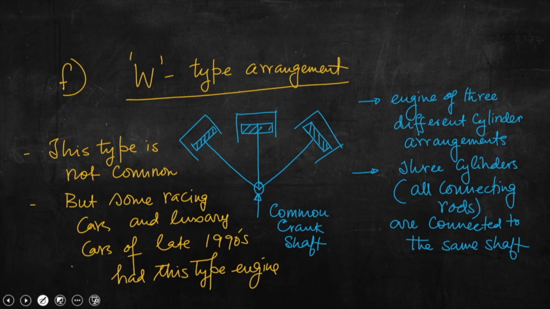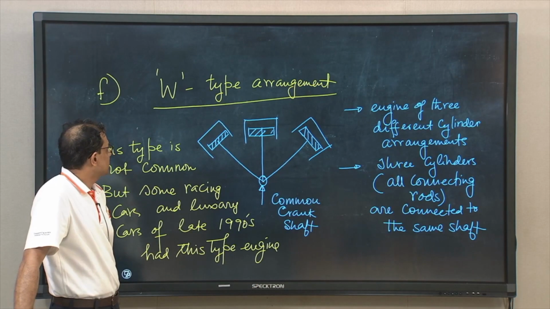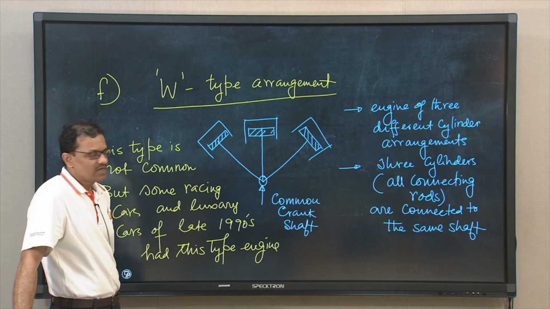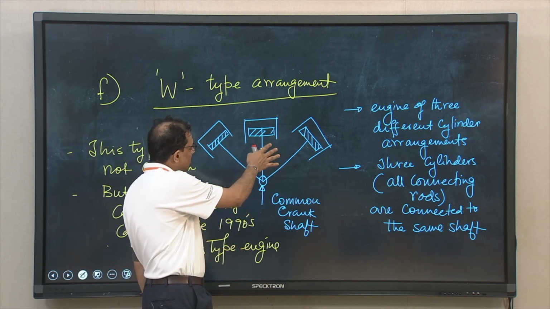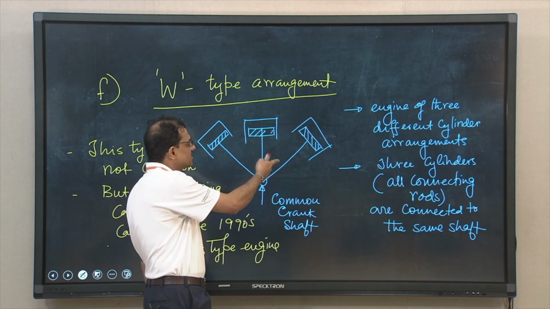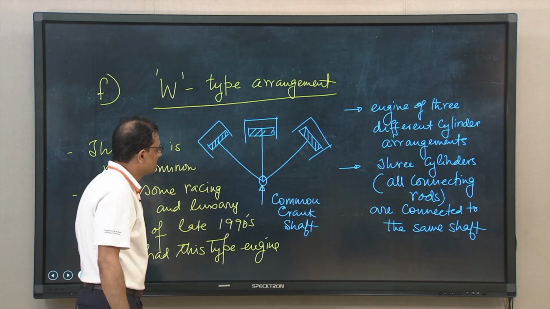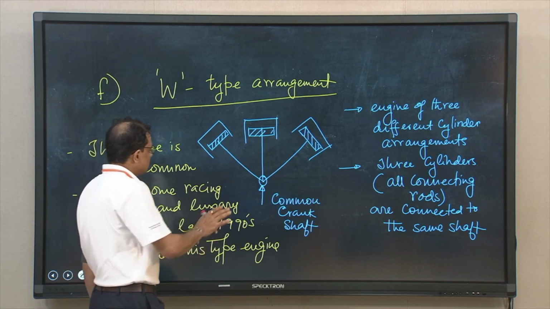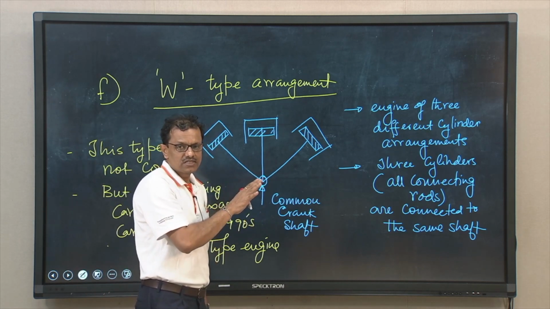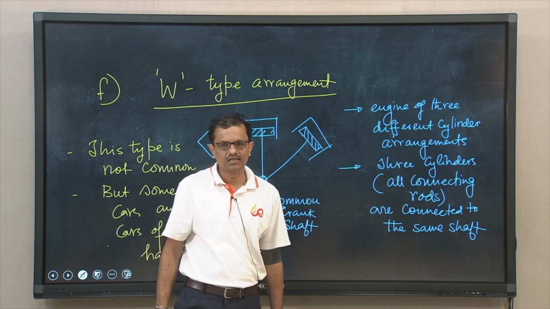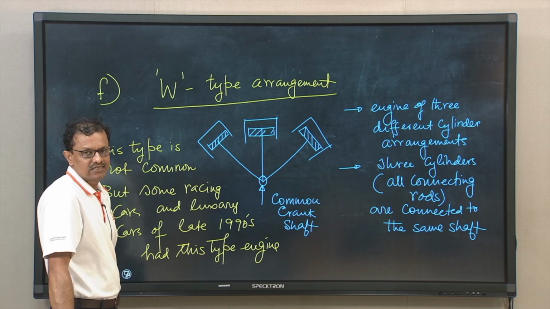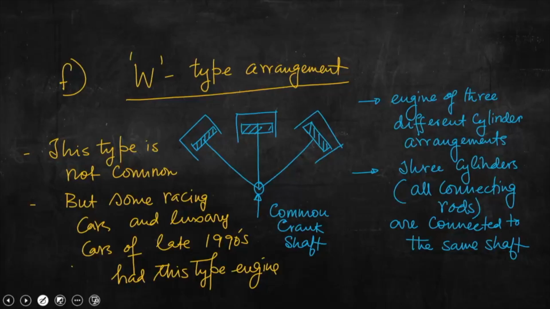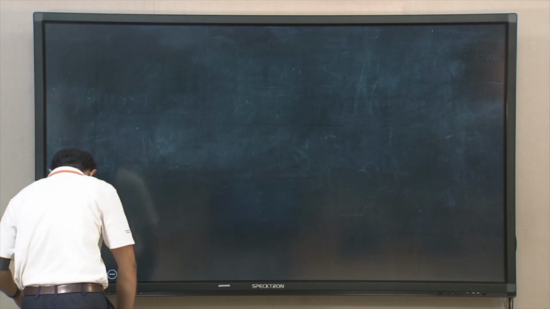Okay. So, that means we have discussed the W type arrangement. In this arrangement, we can see from the schematic depiction that 3 cylinders are connected to a common shaft. Certainly, 3 connecting rods are connected to the common shaft, and this type is not common though, but still some racing cars and luxury cars of late 90s had this type of engine cylinder arrangement. Okay. So, now let us discuss the final type, that is radial type arrangement.